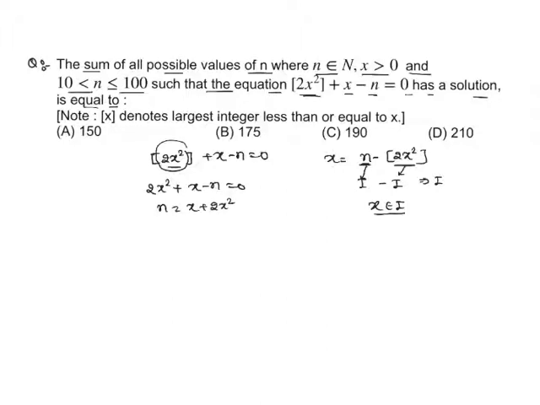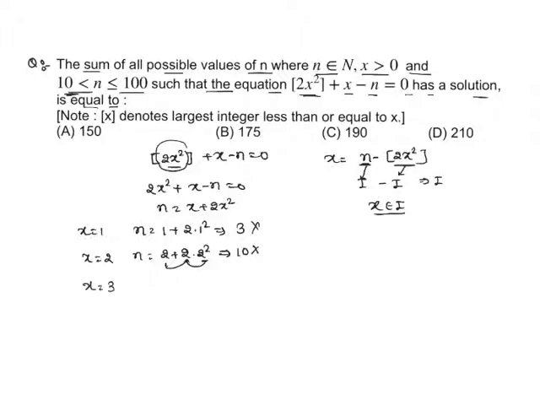Now we will put in the x values. If I take x as 1, n will come out as 1 + 2 × 1², so 3 will come. If I take x equals 2, n equals 2 + 2 × 2². 2 squared is 4, 4 into 2 is 8, 8 plus 2 is 10. 3 and 10 are not required because we want values greater than 10.